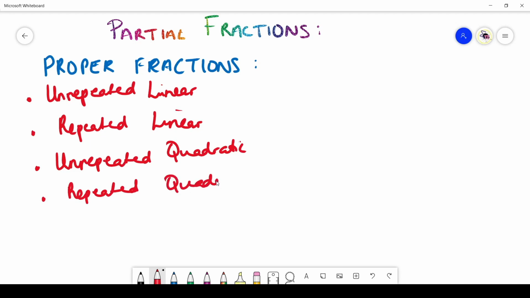So these are essentially the 4 main types of partial fractions we'll be looking at today. And hopefully in this video, I can just close it off with the improper type as well. So stay tuned. Let's get into the first type, unrepeated linear.